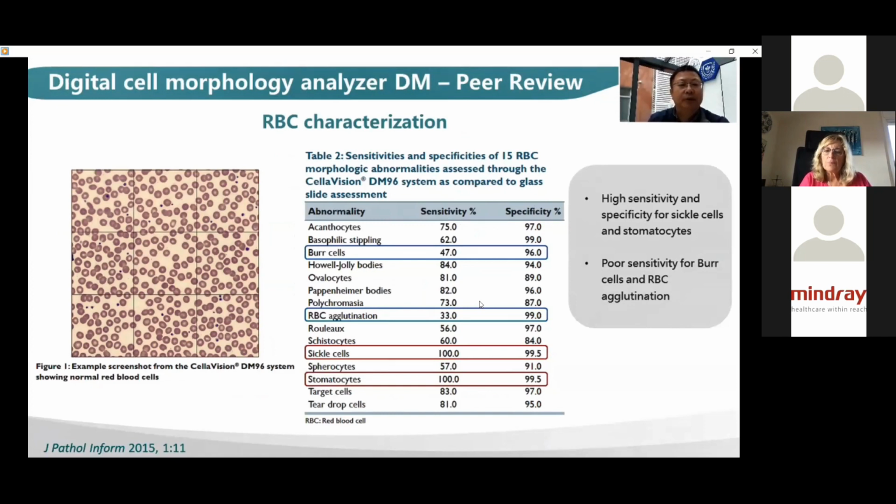Let's also now take a look at the digital cell morphology analyzer DM peer review. Let's see the RBC characterization. First of all, the left side shows an example screenshot from the standardization DM96 system showing the normal red blood cell. You can see very high sensitivity and specificity for the sickle cells and the stomatocytes, and also poor sensitivities for the bite cells and RBC agglutination.